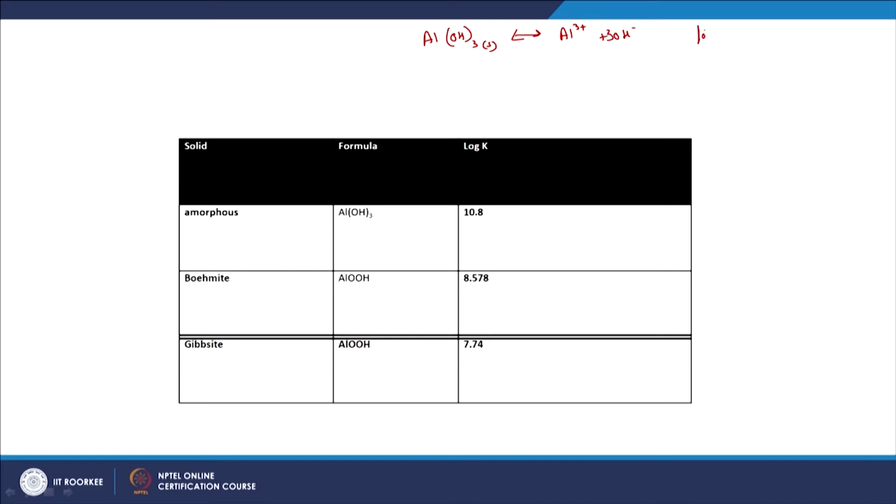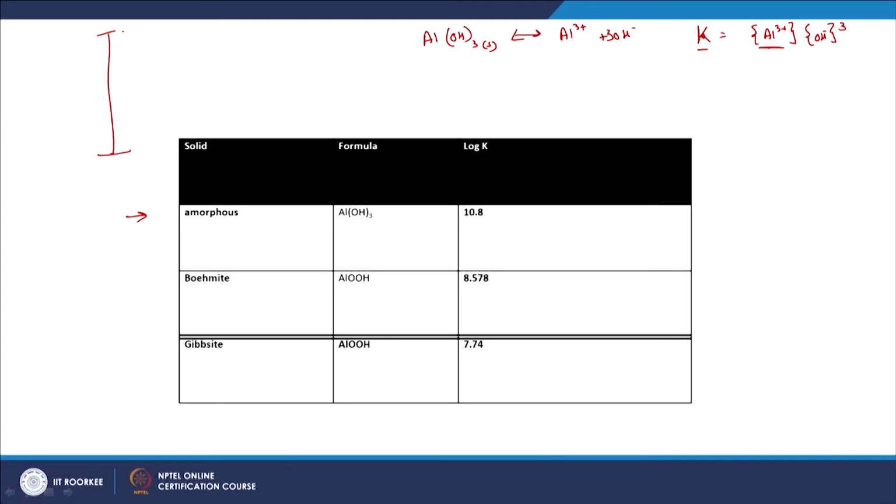So, the K value is going to be equal to the activity of Al3+ times OH minus cubed, right. So, a higher K as in amorphous form, what does that mean? It translates to a higher value of Al3+ that will be in equilibrium with the solid. As in, keep in mind, obviously you are also going to have some metal in the form of the dissolved phase, and that is going to be in equilibrium with your solid here, right.